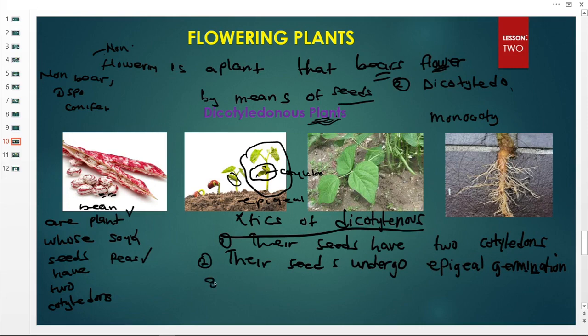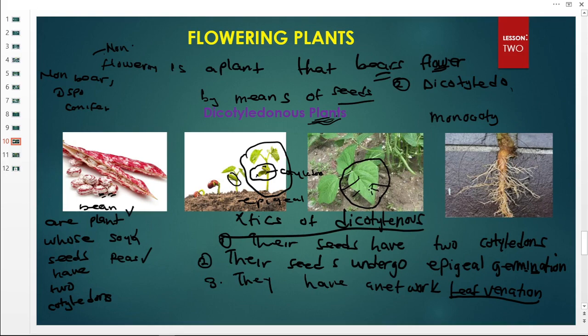Then characteristic number three, now we are talking of the plants, not their seeds. So they have a network leaf venation. Then here we have another term, that is leaf venation. Leaf venation briefly means the arrangement of veins in a leaf. So this one is a leaf. This leaf has veins. These are the veins, the lines you are seeing there.